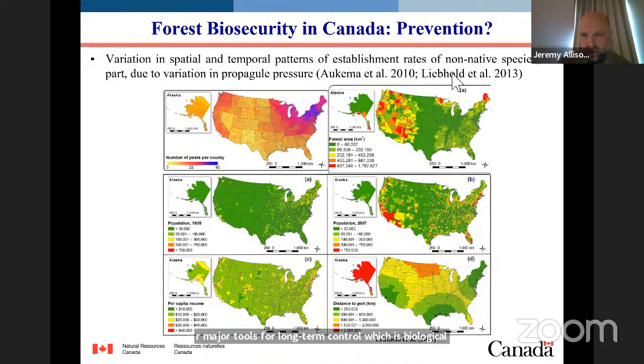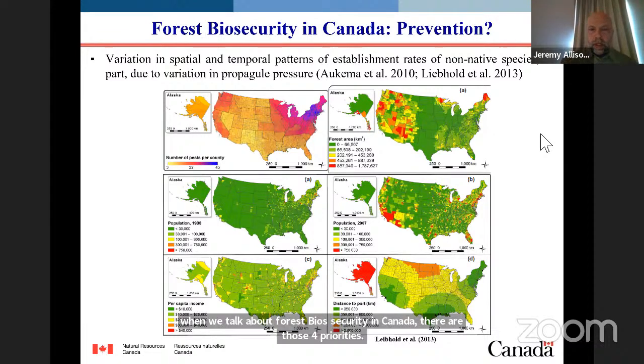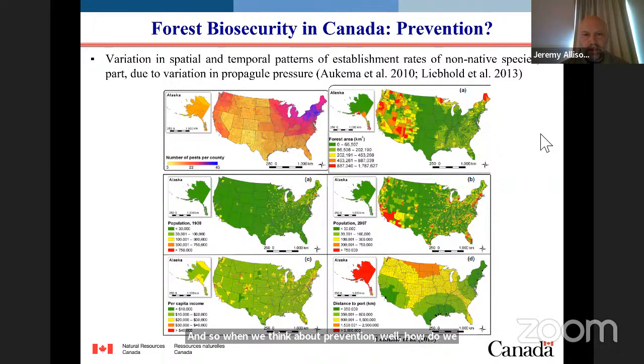And so this slide here tries to capture the idea of prevention. So when we talk about forest biosecurity in Canada, there are those 4 priorities, but prevention really is the priority that we're emphasizing. And so when we think about prevention, well, how do we do that? And so this heat map of the United States illustrates an important idea.